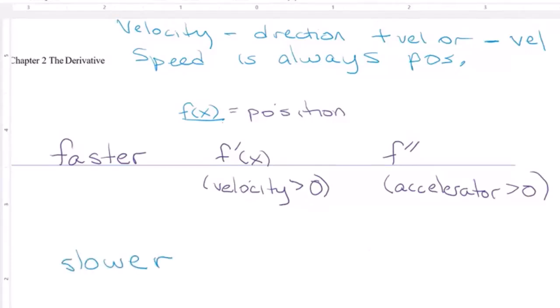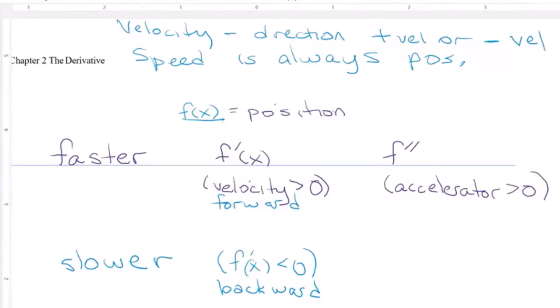If I have my f prime of x, which is the same as velocity, and it's less than 0, so I would have f prime of x less than 0, I'm going backward, right? Because we're using velocity, and velocity actually has a direction. So here I'm going forward, and here I'm going backward. That my velocity is going negative.